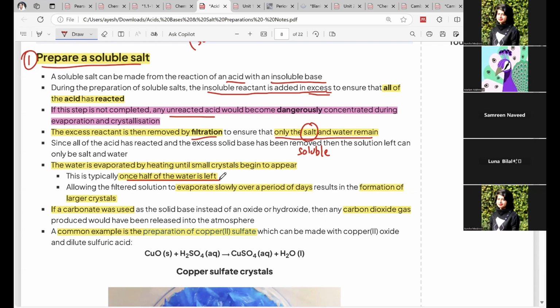The remaining 50 ml, you just keep at room temperature. The remaining water will evaporate slowly over a period of days, and that is a good thing. Just leave it for a few days. It will evaporate slowly, and you will get the final salt in the form of crystals.